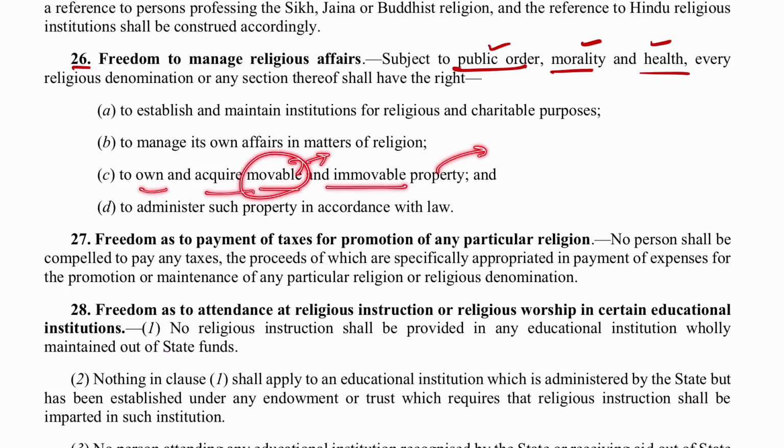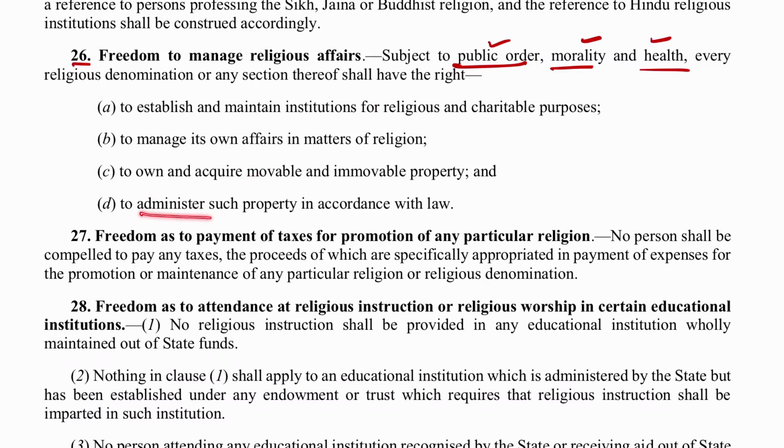So movable property, anything which is allowed to be moved, like money, etc. And immovable, if there is, let's say, land or some building, etc. So they can own and acquire and administer such property in accordance with the law. So while they are following the law, they can administer whatever property they will have. So as a group also it is allowed here, right? This is what you have to remember very, very clearly.